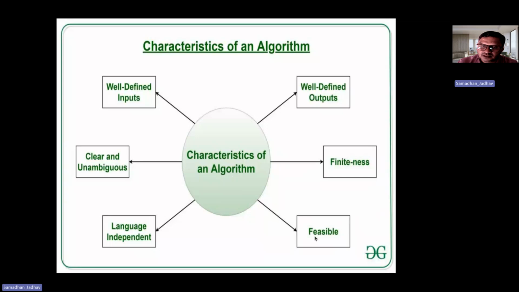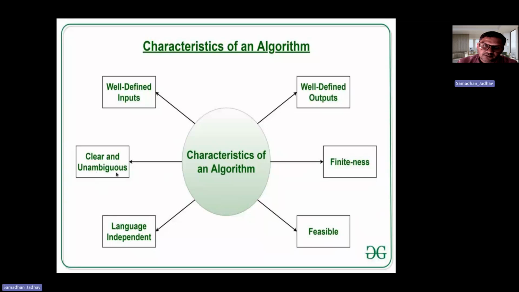See, the steps written in the algorithm must be implementable, feasible in the real world or using some real computing machine. Now, an algorithm is language independent. So you can write an algorithm in Marathi, Hindi, Tamil, Kannada, in any language. Okay. So it is language independent. You can write it in any natural language.